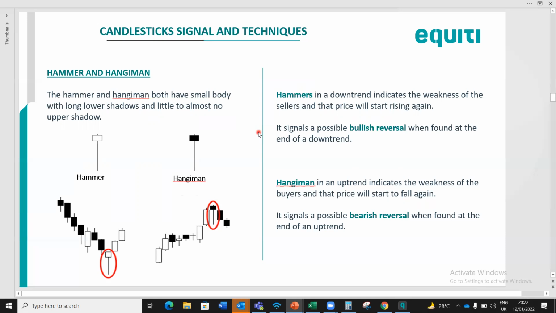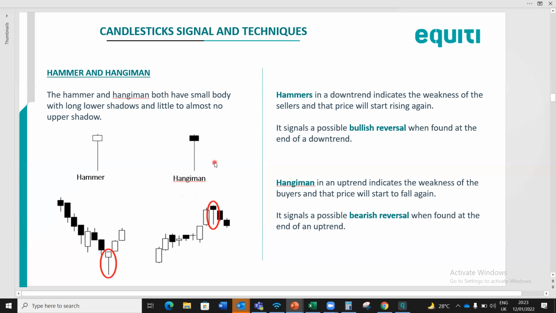Now, exactly how the hammer candle looks, just like we have here. It has a long lower shadow, but a very tiny upper shadow with a small body. The same thing for the hanging man. Now, what is the difference between the hammer and the hanging man? The difference is that the hammer is a bullish candle, while the hanging man is a bearish candle. So once you see these form as a bullish candle, you know that's the hammer. And once you see it as a bearish candle, depending on the color you're using, you know that is the hanging man.